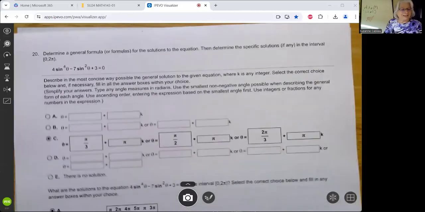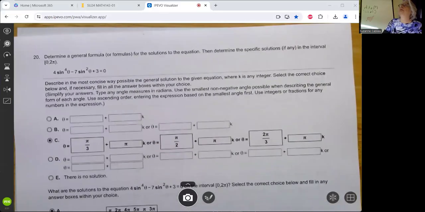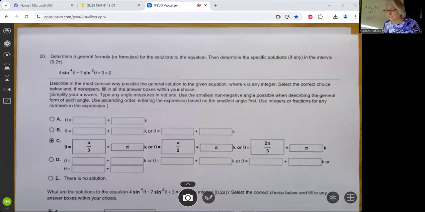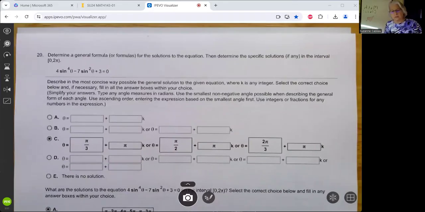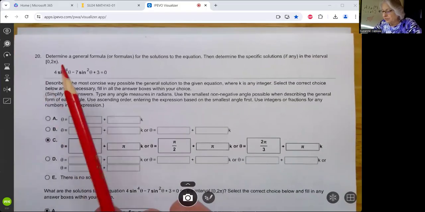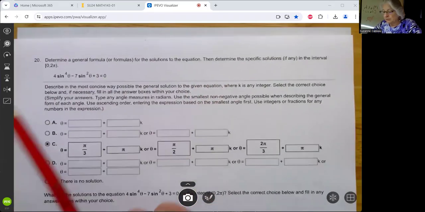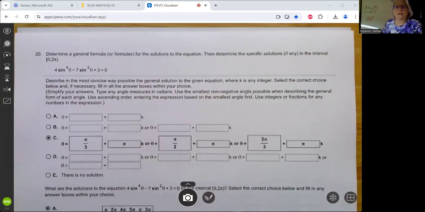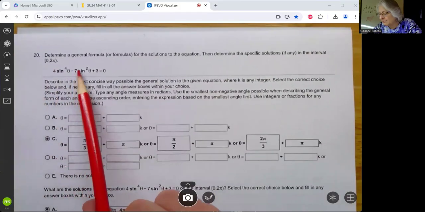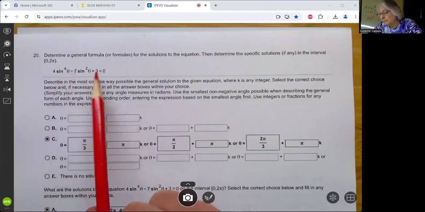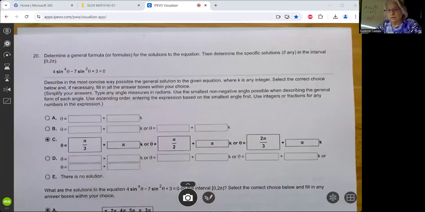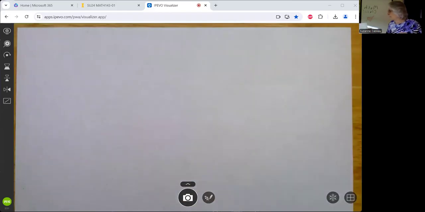And now for number 20. Okay, this is a lengthy one. Determine a general formula for the solution to the equation, and then we want to get the specific solutions between 0 and 2 pi. So we have 4 sine to the 4th minus 7 sine squared theta plus 3 is 0. What I'm going to do is use a u substitution for this one.